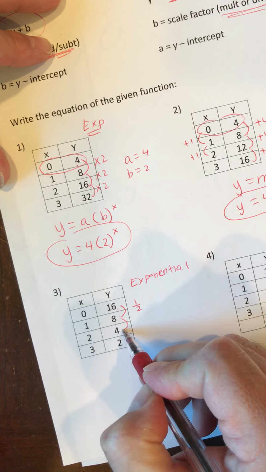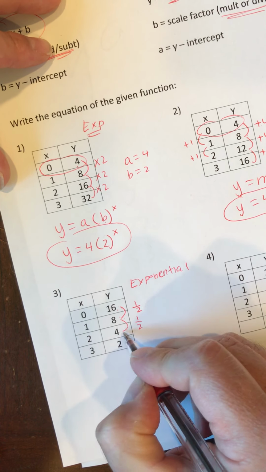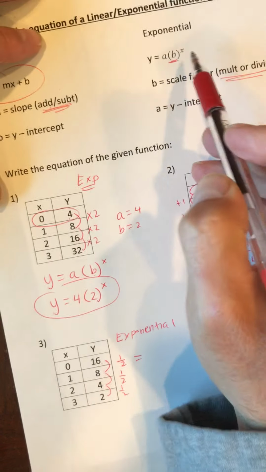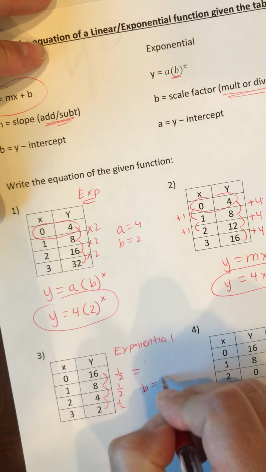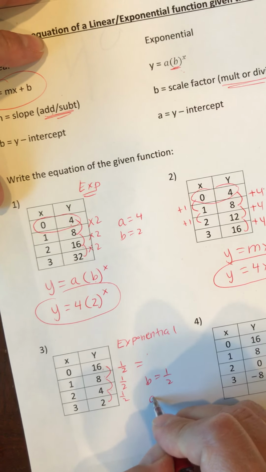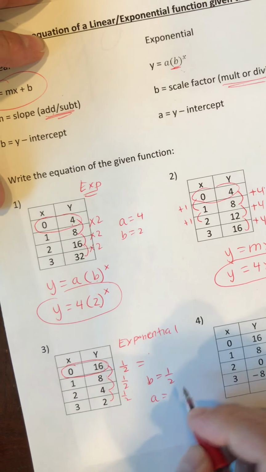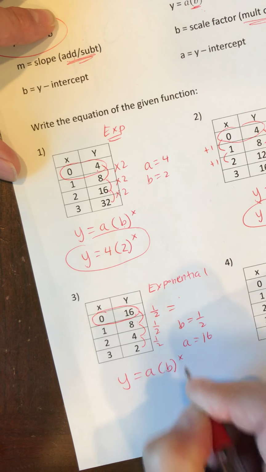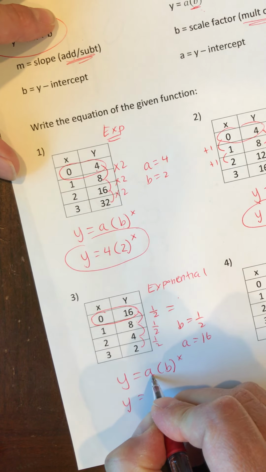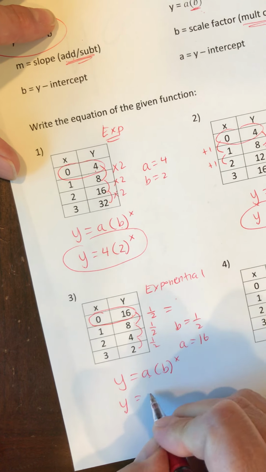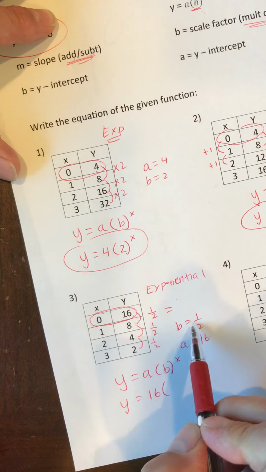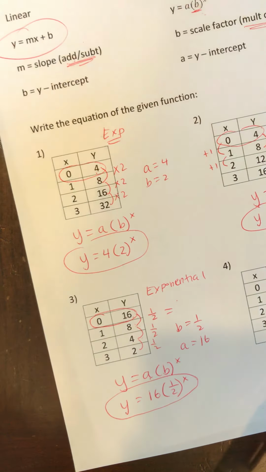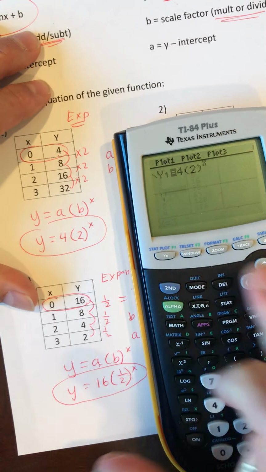From 8 to 4, we're dividing by 2, so that's 1/2. So this 1/2 is our base, our b. b equals 1/2. And then a is your y-intercept, which is 16. Since it's exponential, y equals a times b to the x. Remember the coefficient is your y-intercept, which is 16. Your base was 1/2 because we're dividing by 2. This is our equation. Y equals 16 times 1/2 to the x.